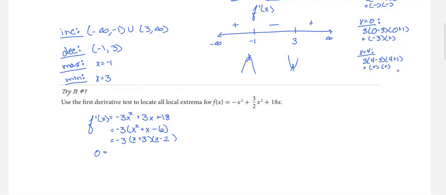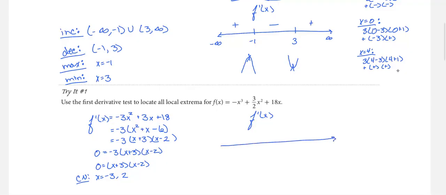So we're going to set that derivative equal to 0. So I can think about dividing both sides by a -3. So x is going to be equal to -3 and 2. So those are my critical numbers. That derivative is defined everywhere, so these are the only two that I have. So now I'm going to create my sign chart. My original function is a polynomial, so the domain is going from -infinity to infinity.